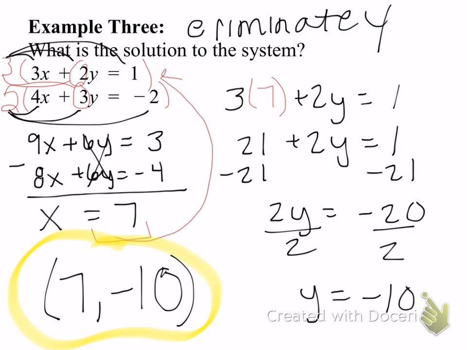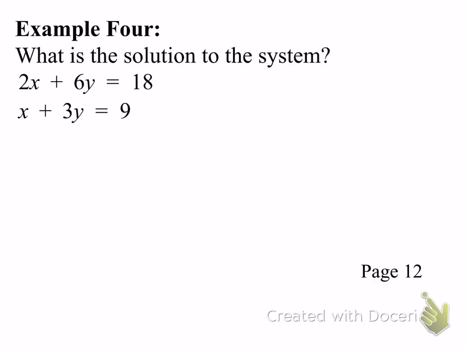And then example number 4. We need to find the solution to the system. So what's going to be the easiest one to cancel out? And I'm going to pick x. We want to eliminate x. And we want to do that because you can see that these are easily going to cancel out because this is like having a 1 in front of it.